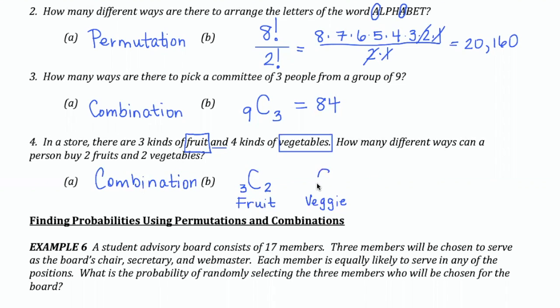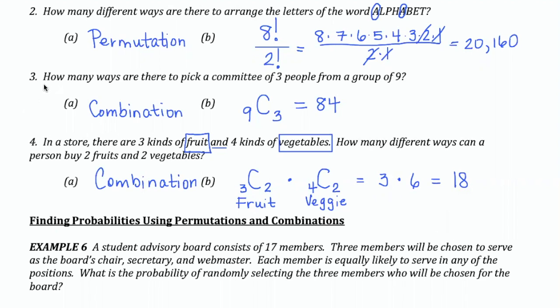Then I'm going to set up a C for the vegetables. There's 4 kinds, and I'm looking to choose 2. Counting principle says to get the total number of ways to do 2 separate things, you're going to multiply those together. 3C2 equals 3, and 4C2 equals 6. So there are apparently 18 different ways that I can choose the 2 fruit and 2 vegetables.